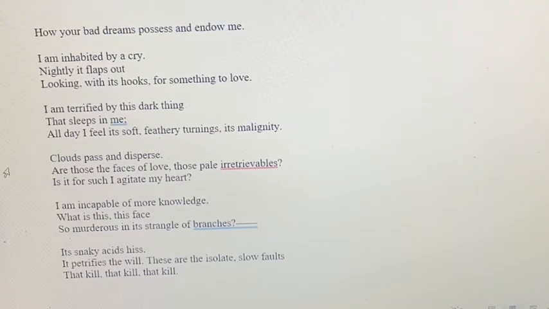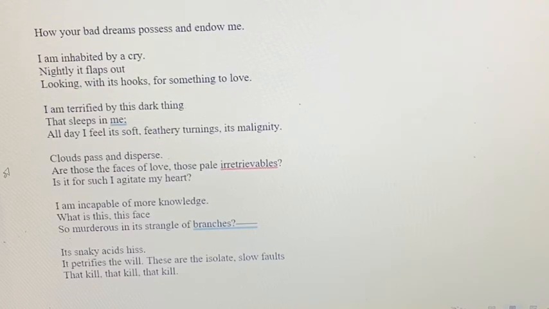So these human desires to love and to be loved and to have someone to hang on to, some sense of identity, all of those desires kind of inhabit and possess the tree. I'm terrified by this dark thing that sleeps in me, this possession. All day I feel its soft, feathery turnings, its malignity. Clouds pass and dissipate. Are those the faces of love, those pale irretrievables? Is it for such I agitate my heart?